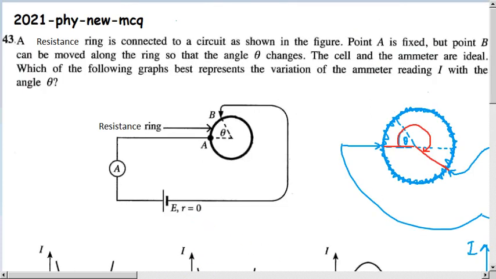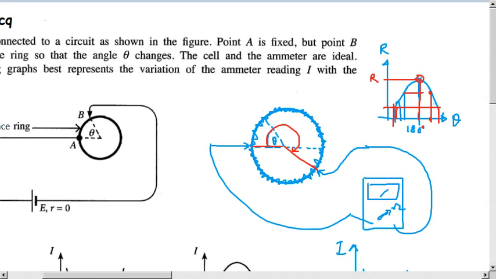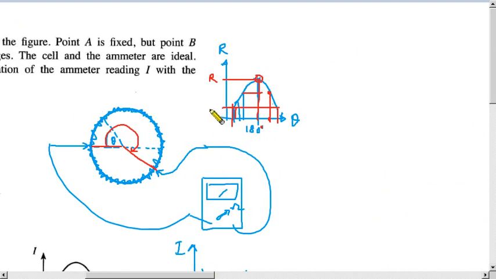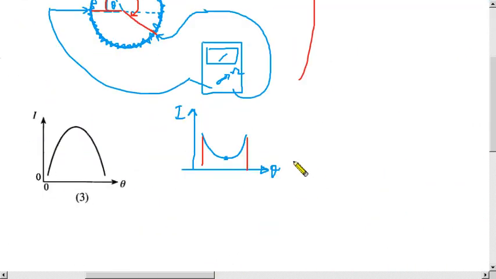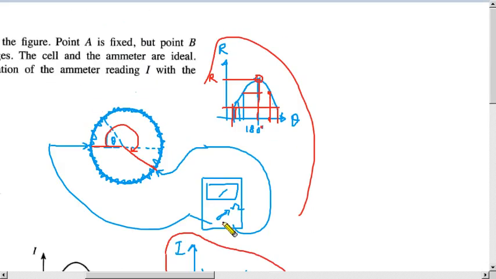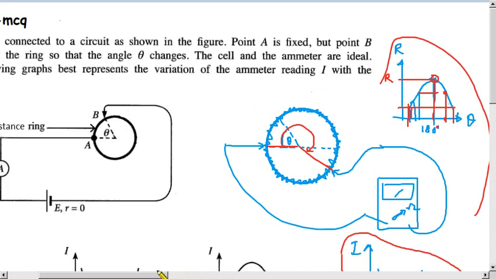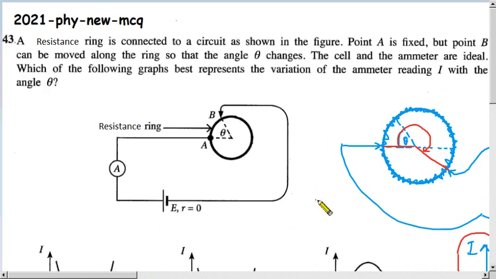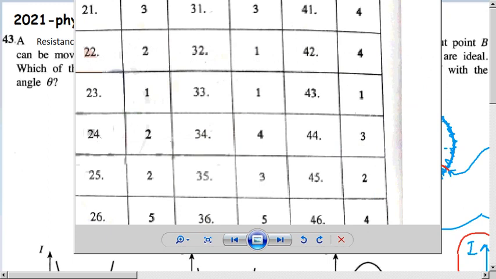So I think you understand, this is not a big issue. We learn all these things in the classroom, you just have to use your brain to decide what the value of the current is going to be according to the resistance change. So let us check the answer. Question number 43, the first one is the answer.